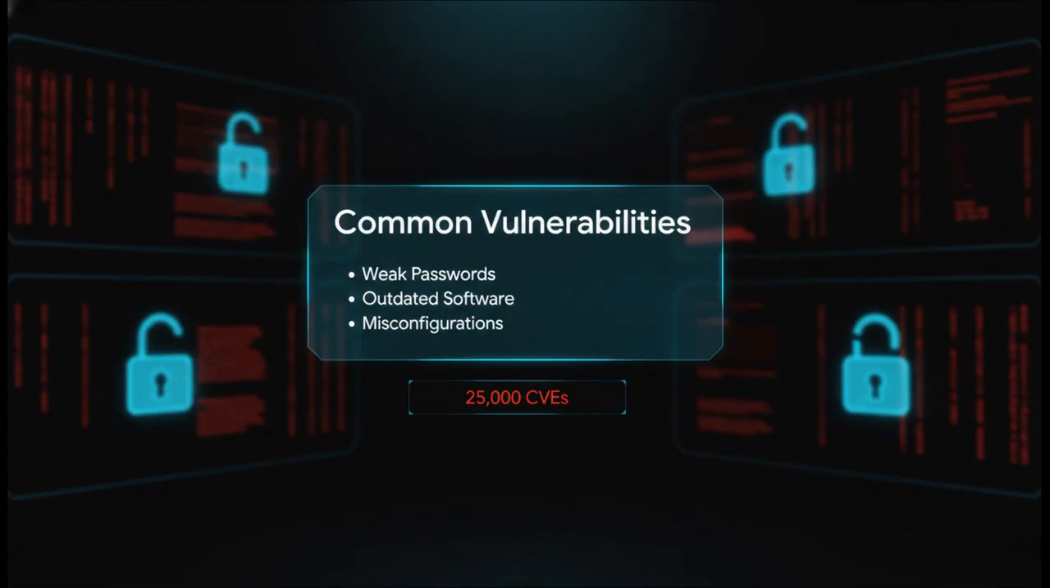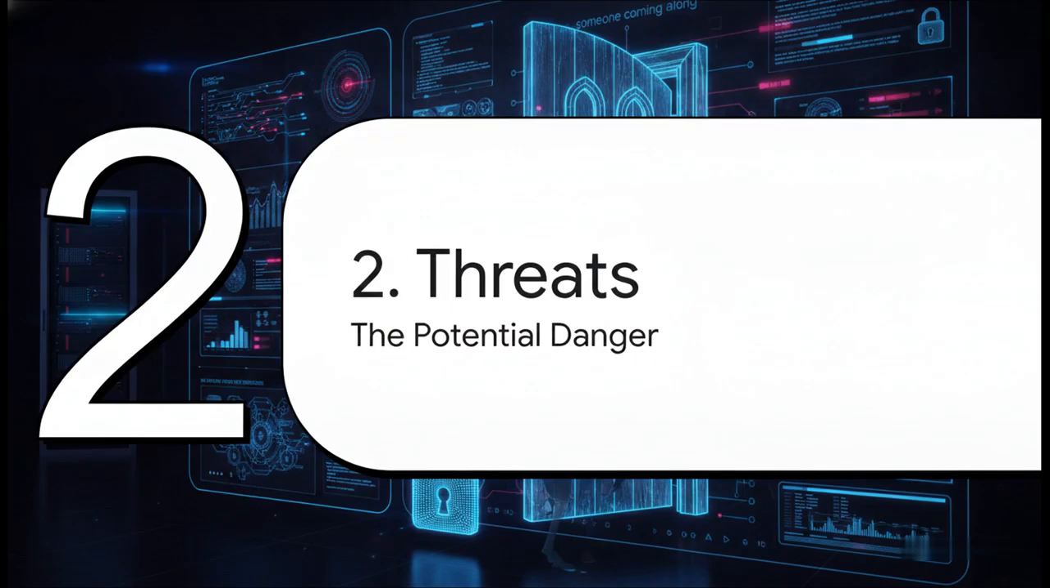To give you an idea of the sheer scale we are dealing with here, in a single recent year, over 25,000 common vulnerabilities and exposures, or CVEs, were published. That averages out to nearly 69 new vulnerabilities discovered every single day. Organizations are out there managing thousands, sometimes millions, of potential weaknesses. But remember, an unlocked door only matters if someone comes along to open it.